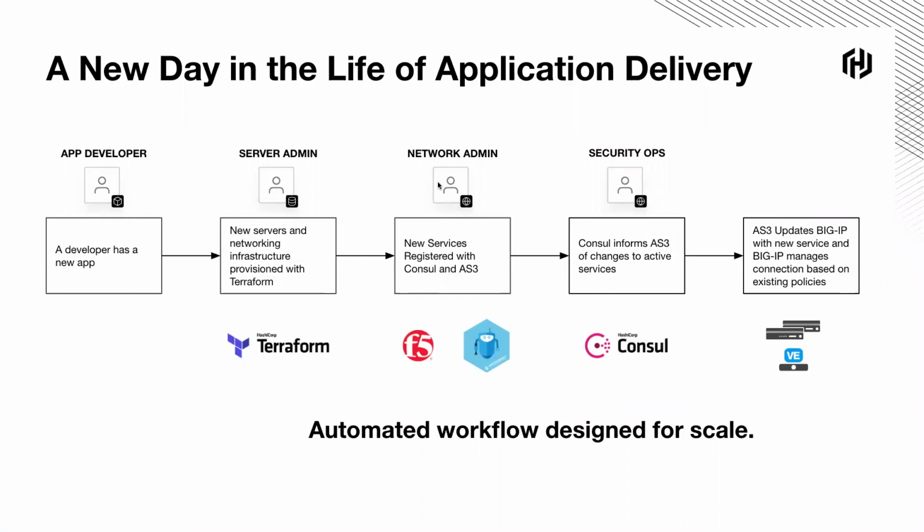So what happens when you're trying to deliver an application, let's say you're using an F5 load balancer. So now your application developer has a new app. The server admin is able to provision infrastructure using Terraform, right? So with Terraform, they can configure the F5 AS3 service, which is Application Services 3 Extension, a product from F5. So once these services are registered with Consul, Consul informs AS3 of these changes, of these active services that the developer just deployed, and then AS3 will be updating the BIG-IP services, right?